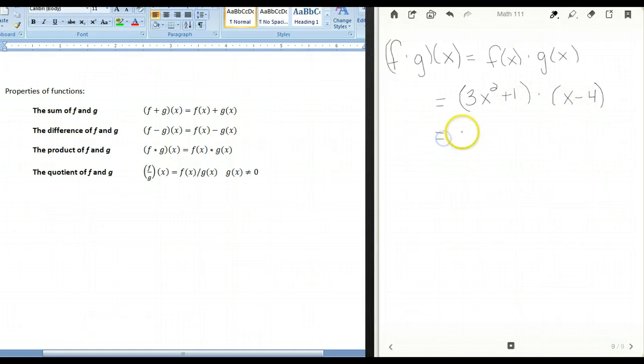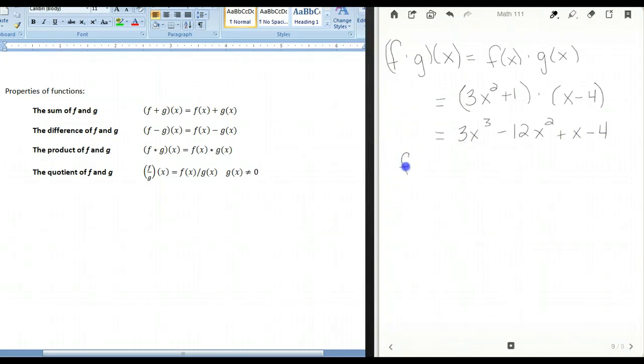I'm going to have to FOIL this thing out, right? So the first part is 3x squared times x, which is 3x cubed. The outside part is 3x squared times minus 4, which is minus 12x squared. The inside part is 1 times x, which is x. And the last part is 1 times negative 4, which is negative 4. And notice this one is already done. There's no like terms to combine, right? All the powers of x are different, so that one's finished.